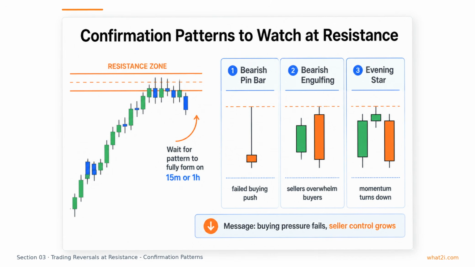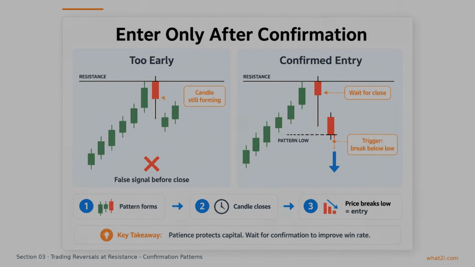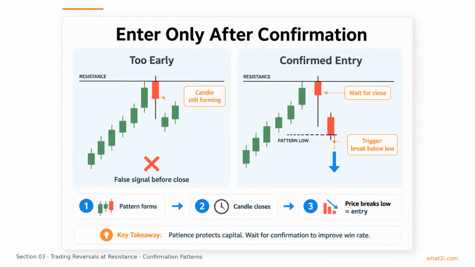The key is to let the pattern fully form on a practical chart, such as the 15-minute or 1-hour time frame. A reversal pattern is only tradable after it is complete. Acting while the candle is still forming can lead to false signals, because a bearish-looking candle can change dramatically before the close.